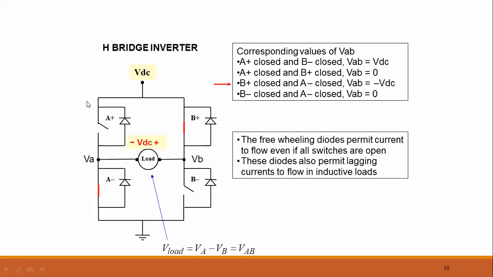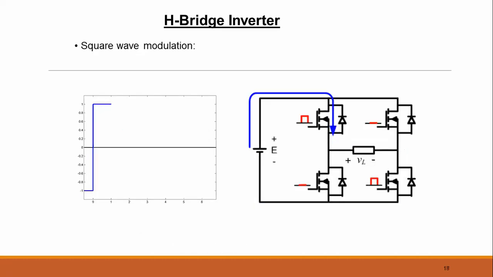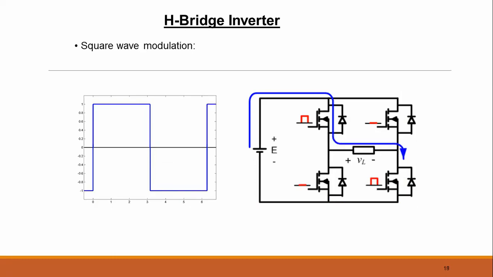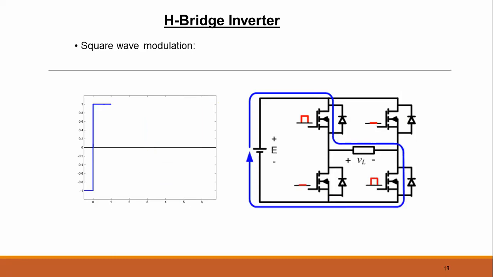The next case is when the B plus switch is closed and the A minus switch is closed. We will get a voltage of minus VDC in that case. And for the third case, when the B minus switch and the A minus switch are closed, the total voltage will be 0 volts. So if we combine, this was the first case when both switches are closed, then this is the second case when both switches are closed. So we will get this type of output waveform. This is actually a square modulation type. We will get a square type of output waveform from this type of inverter.